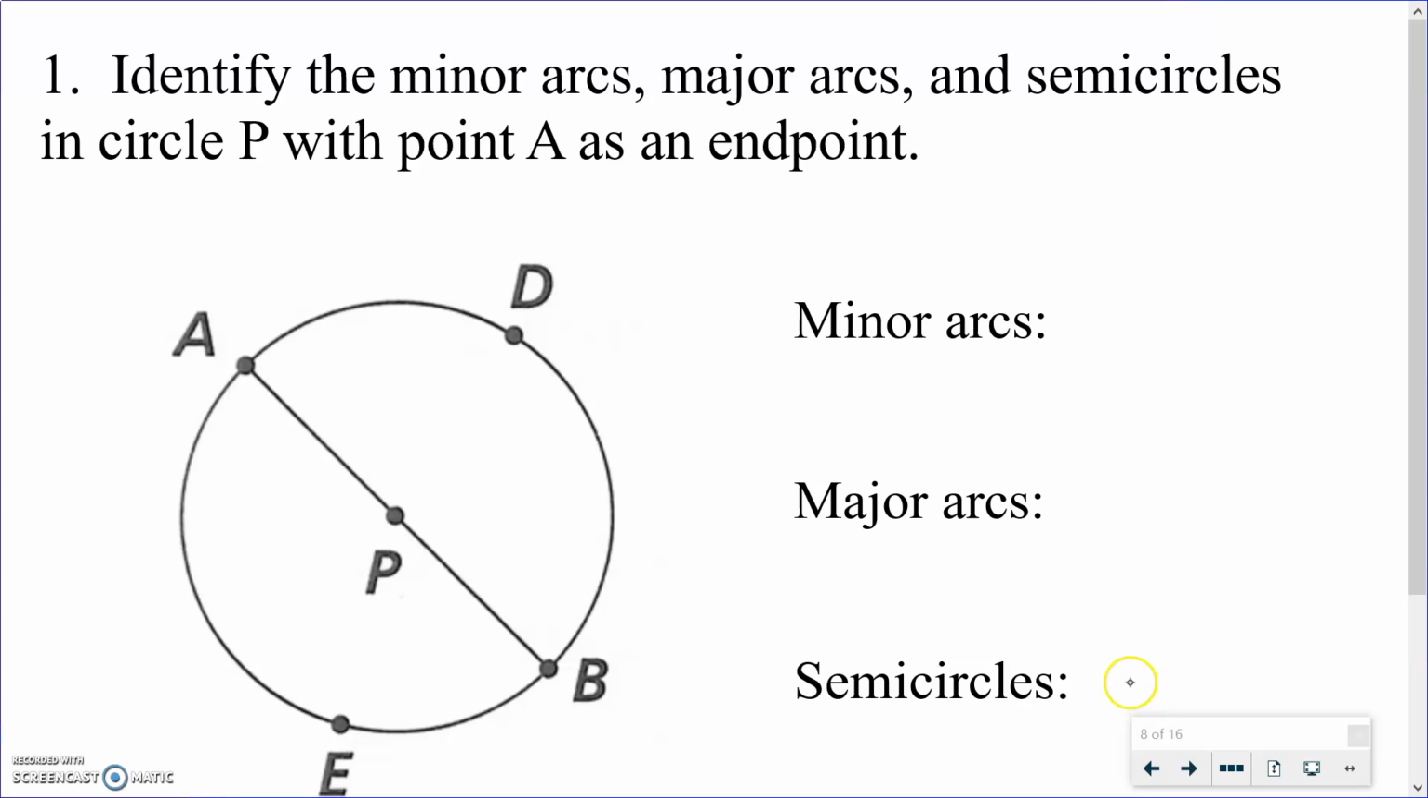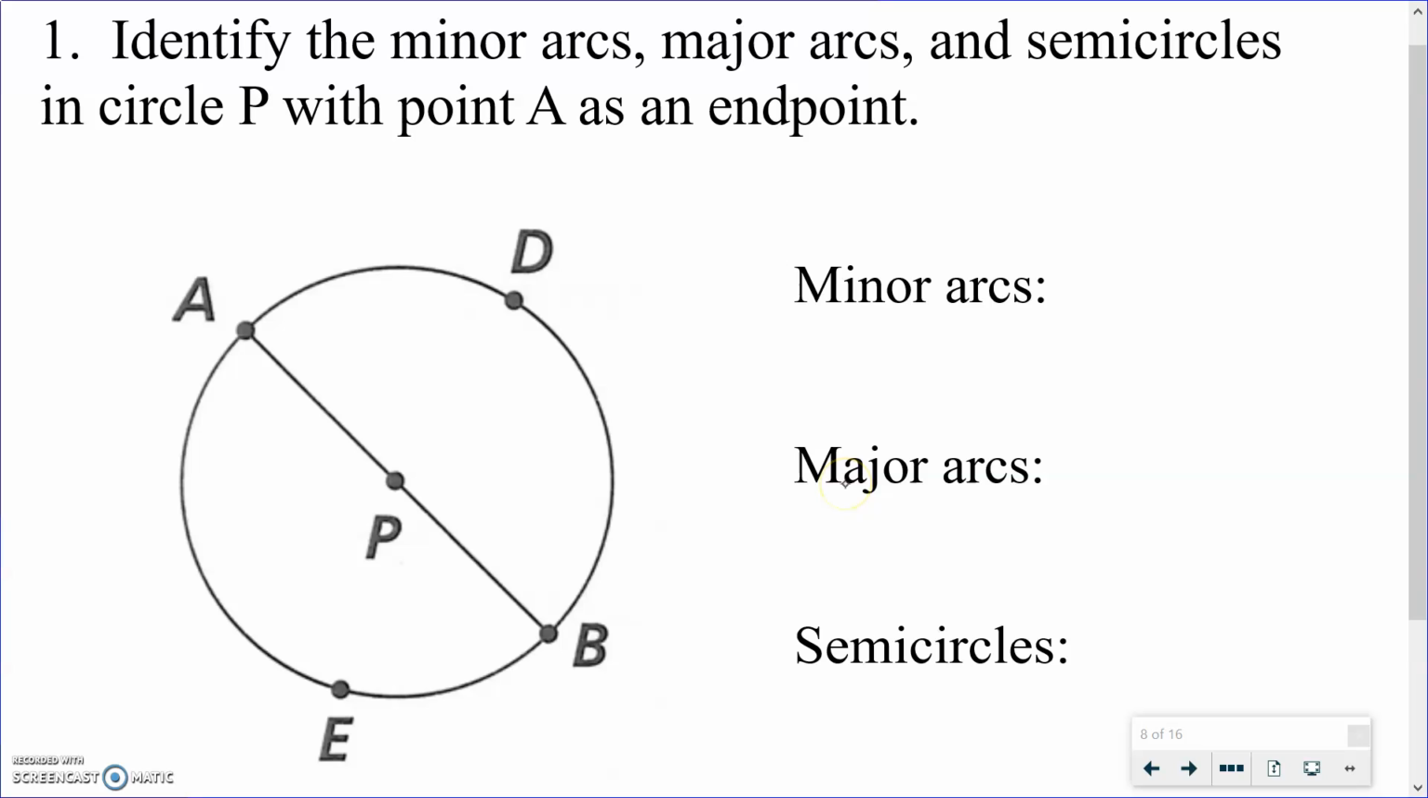All right. So we're going to identify some minor arcs, some major arcs, and some semicircles in this circle with P as the center, and we name it by the center, and A as an endpoint. Okay, so minor arcs here would be AD.